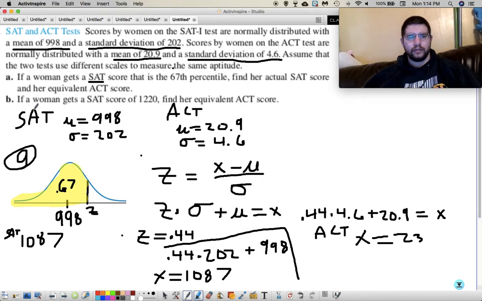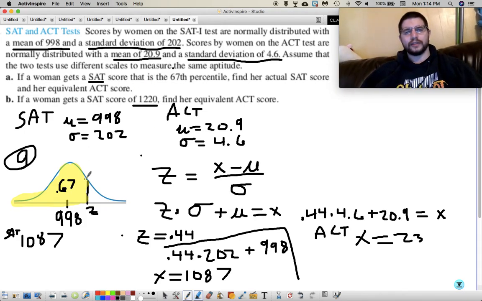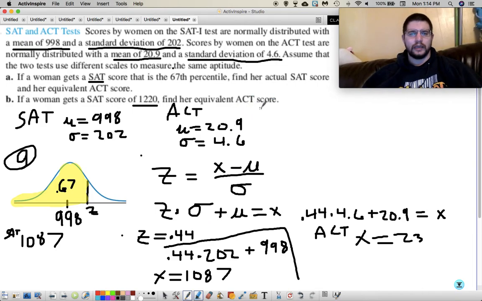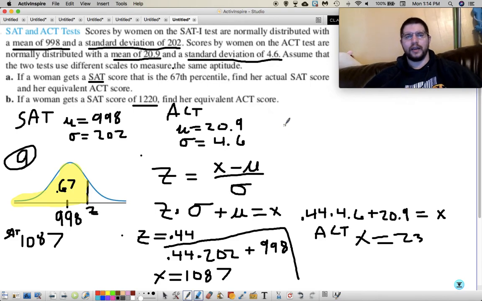All right, part B, let's just call it a day, guys. All you do for this one is find out what the z-score is for 1220, use that z-score and this formula to find out the ACT score. To make sure that hopefully there's enough space in this video, I'm just going to end it now. And that was the last thing I wanted to go over.